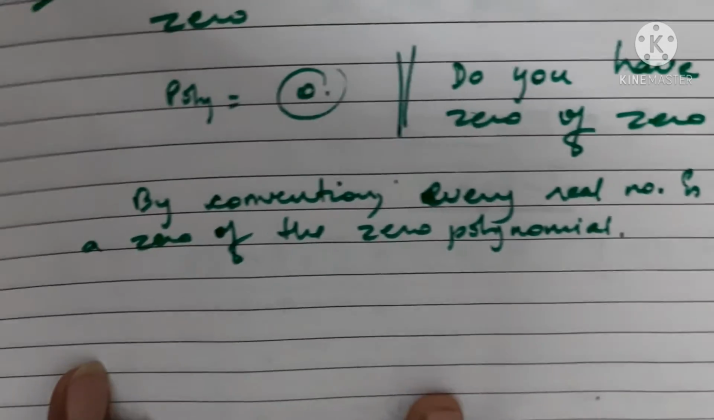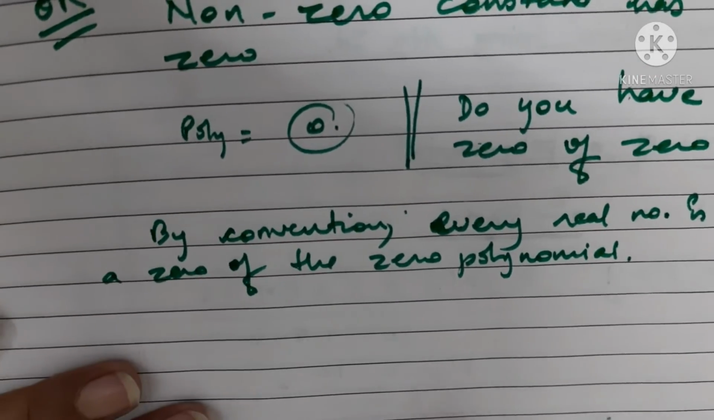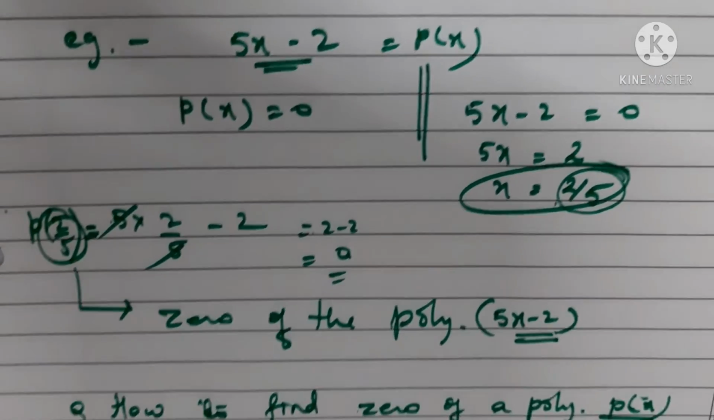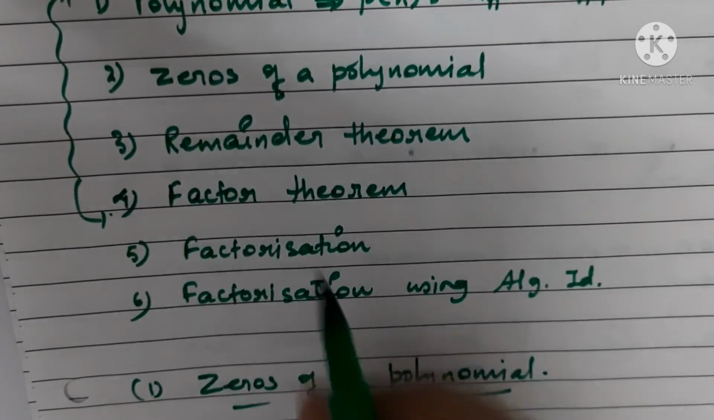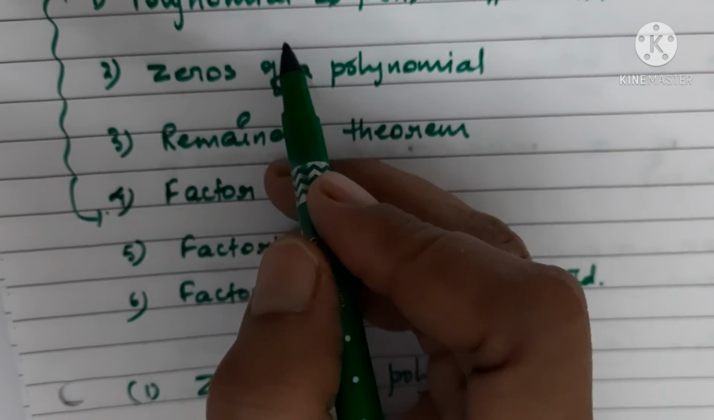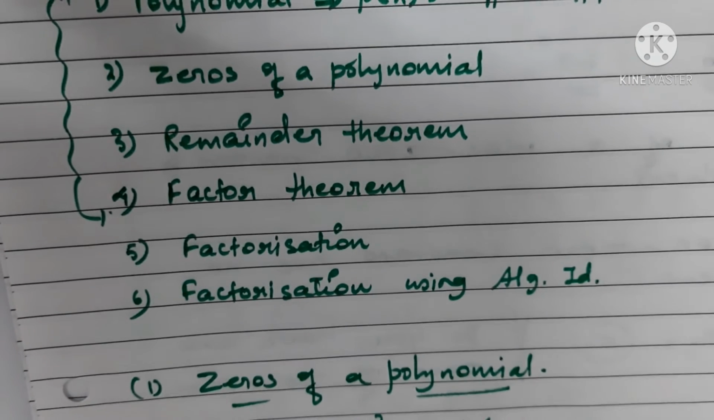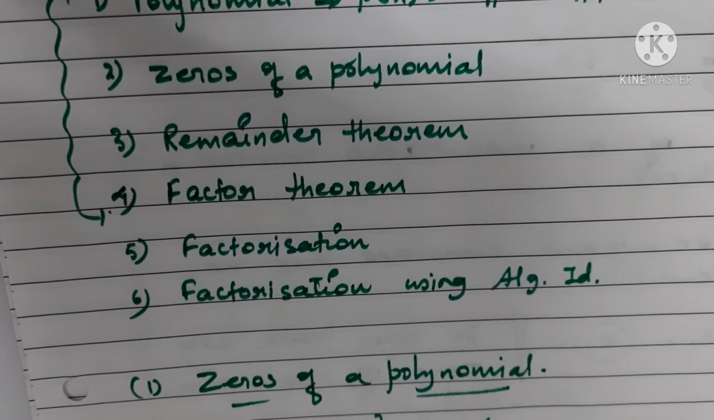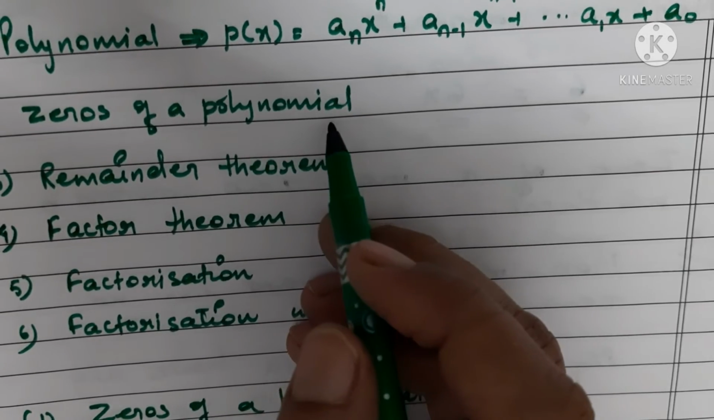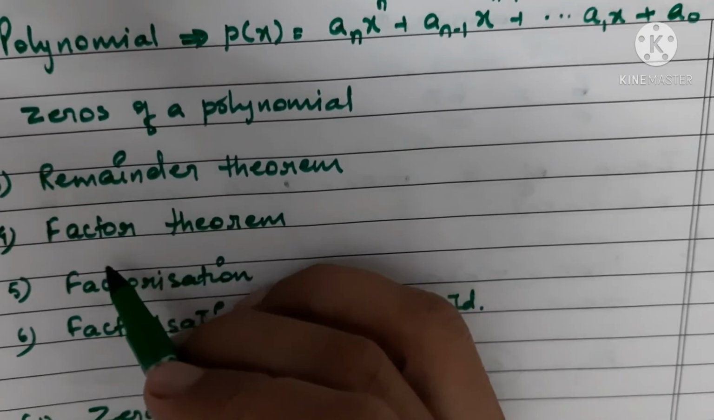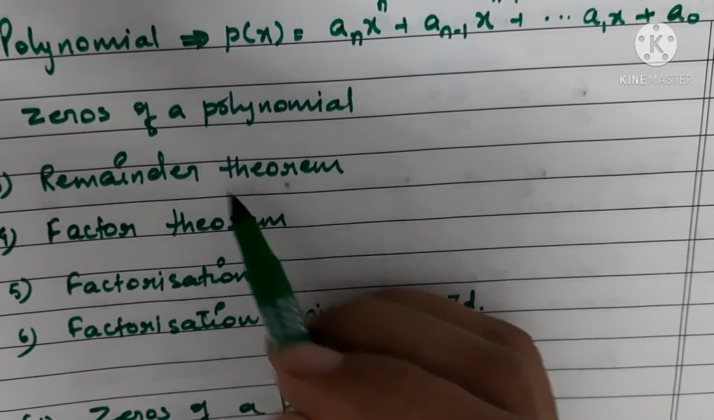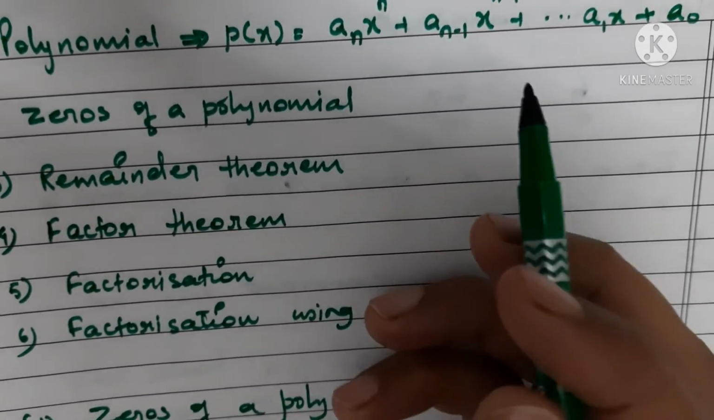Okay, understood? So what we have studied today is that we came to know about zeros of the polynomial. As I have told you, in the previous session we completed the definition of polynomial. Polynomials are algebraic expressions with non-negative integers as the power of the variable. And in today's session, we are going to start with three to four topics, which we are going to cover from today onwards.